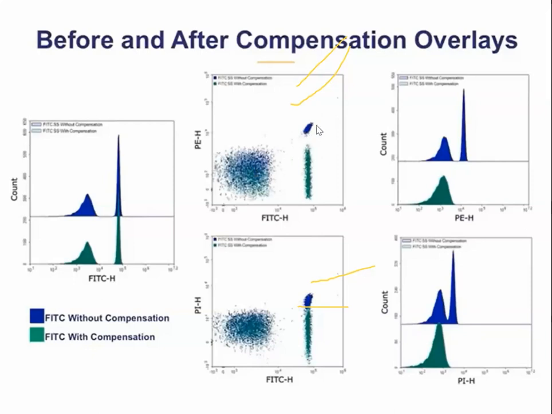So here you find this is a pre-compensation population. Before compensation, it was lying here. Once you adequately compensate, it has come beautifully here. Similarly, in the other channel also, you find the blue population before compensation, and once it is compensated, it is correctly falling. Okay.